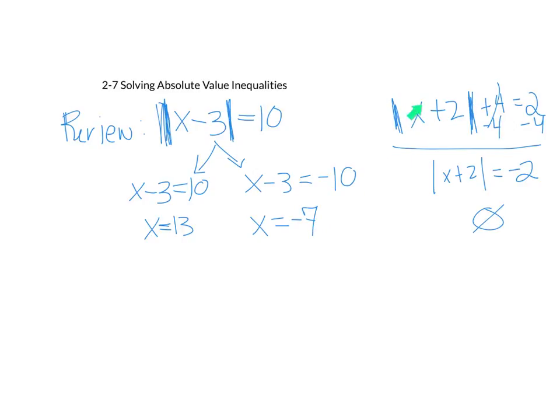Over here, I had to isolate my absolute value bars first, so I subtracted 4 from both sides, and I got negative 2. An absolute value of any number will never be negative, so I couldn't even write my two cases at this point. The answer is just no solution.